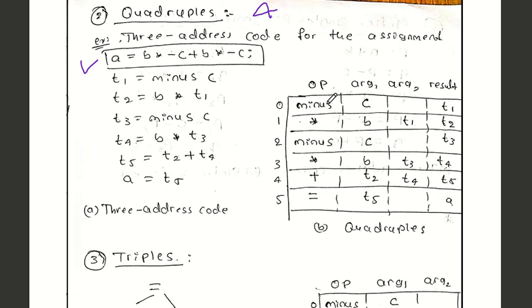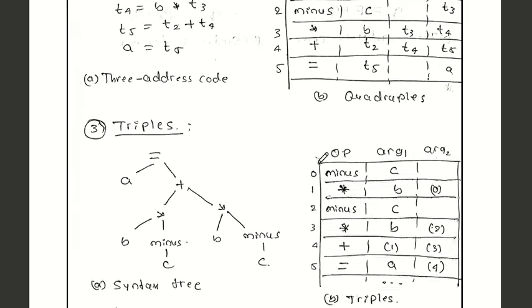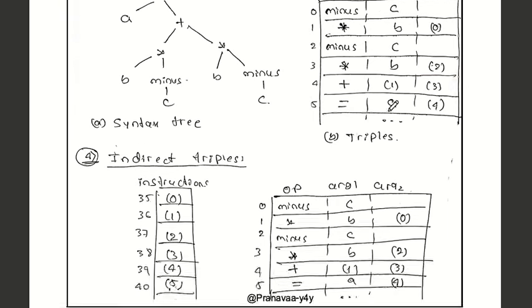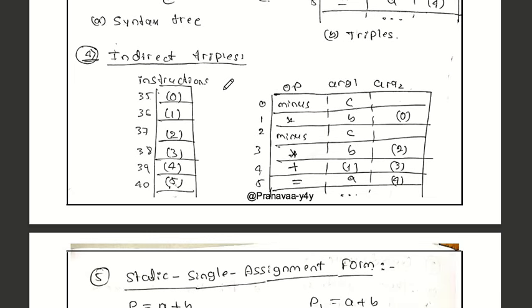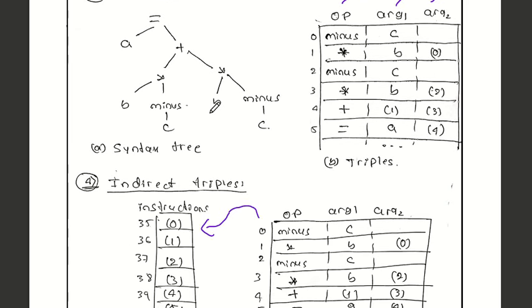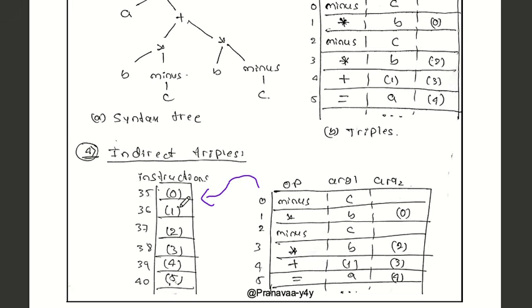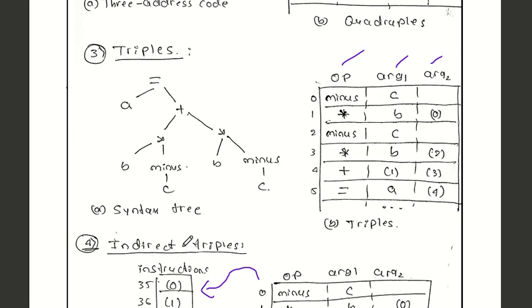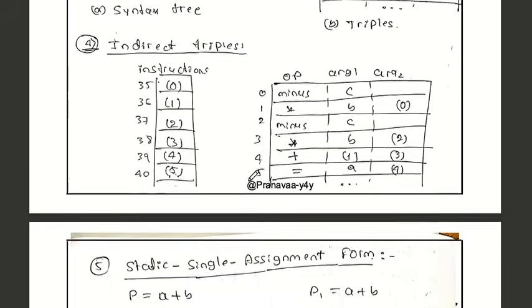See, in the quadruple you are using four values, that is operator, argument 1, argument 2 and result, whereas in the triples you are using only three columns: operator, argument 1, argument 2, that's it. In the indirect triple, you are using the instruction values indirectly, same as the triple itself. Here the instruction index value will be changing. So that is the difference between triple and indirect triple. Here again a syntax tree is there, you just go through that.